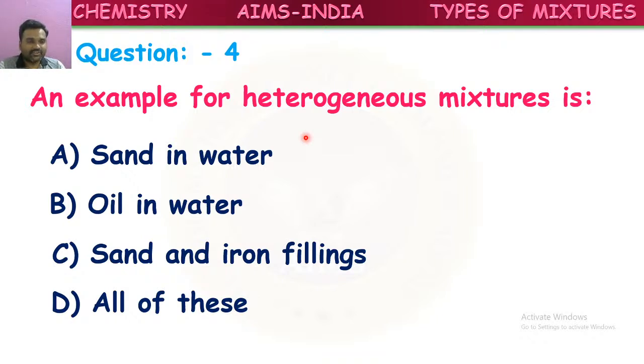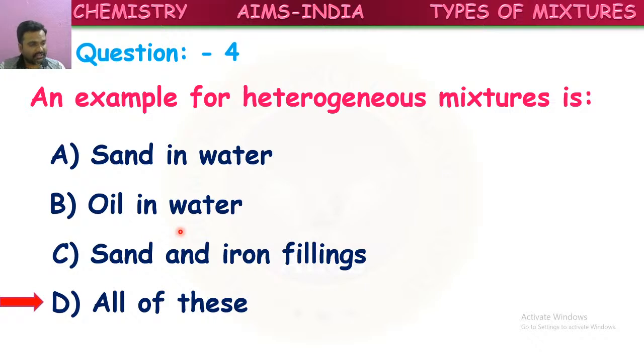Now, what will be the correct answer for this? If you see sand and water, sand particles can be seen clearly through water. So, it is a heterogeneous mixture. Oil and water. When you mix these two, they won't dissolve one into other. They form two separate layers and the components can be seen clearly. So, it is a heterogeneous mixture. Sand and iron fillings. Here also, sand particles and iron filling particles can be seen clearly because of their color difference. So hence, these all are heterogeneous mixtures and hence here the correct answer is D.